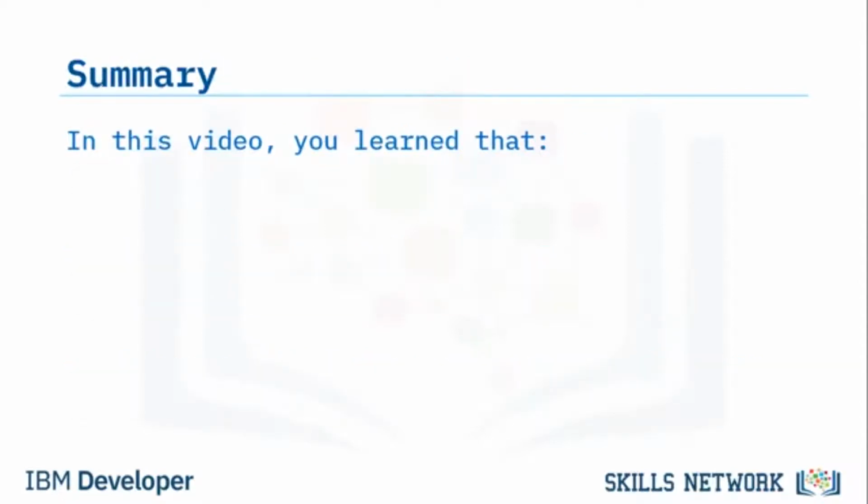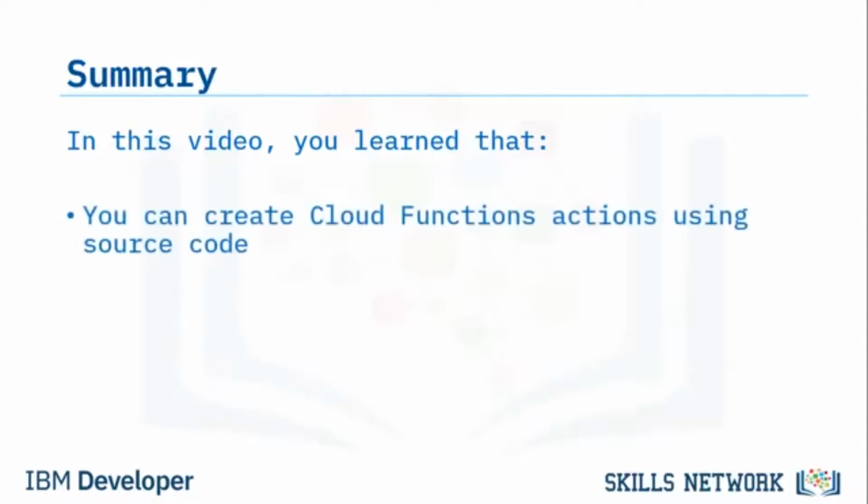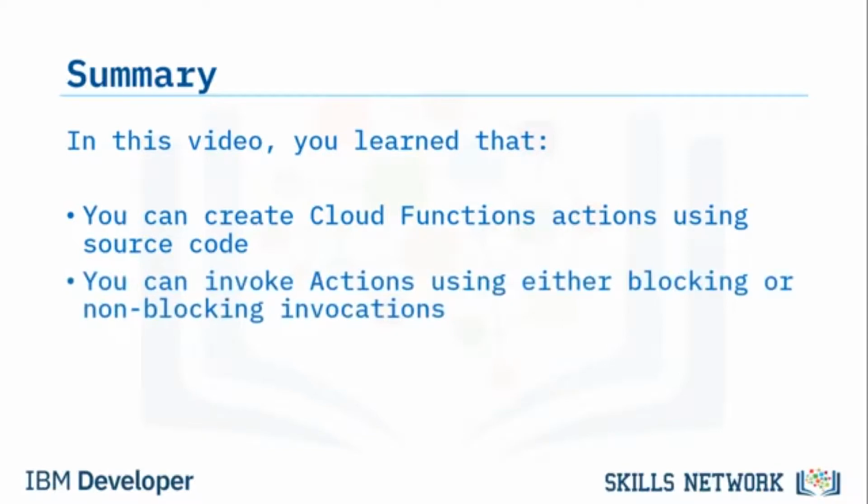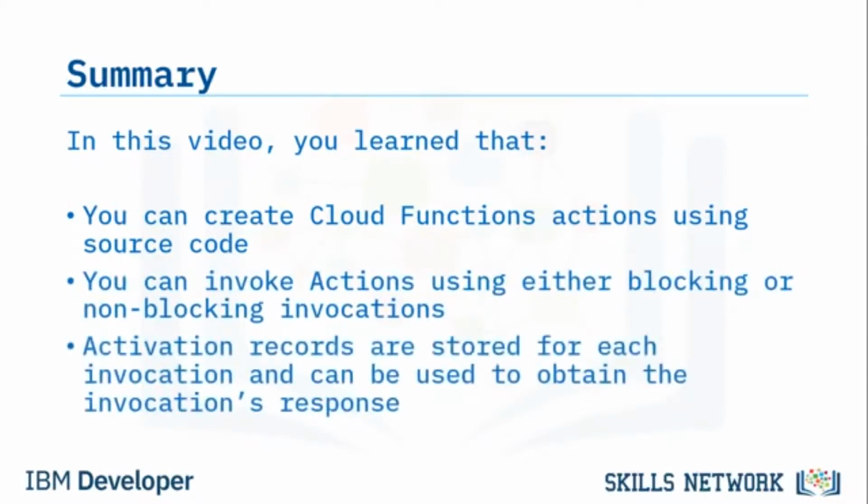In this video, you learned that you can create Cloud Functions actions using source code. You can invoke actions using either blocking or non-blocking invocations. Activation records are stored for each invocation and can be used to obtain the invocation's response.